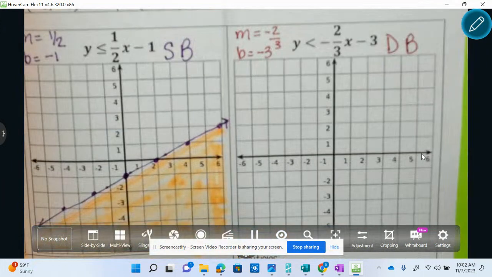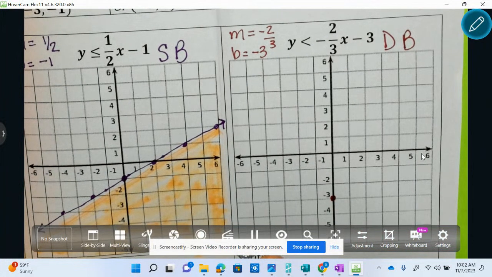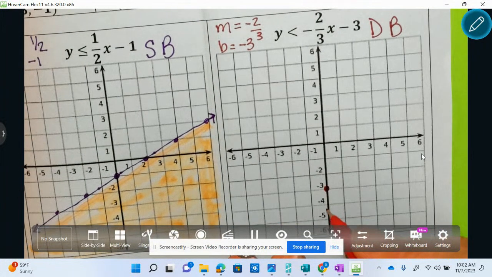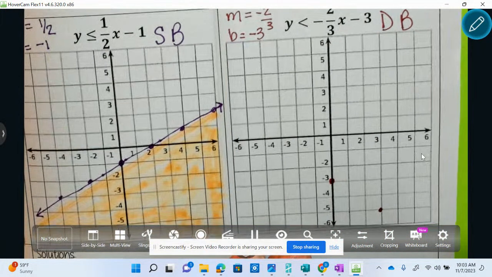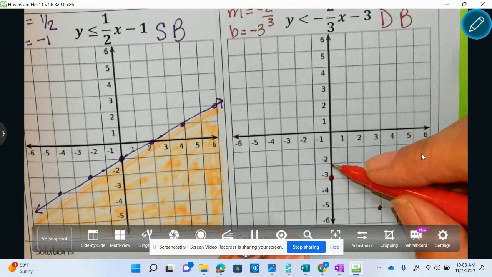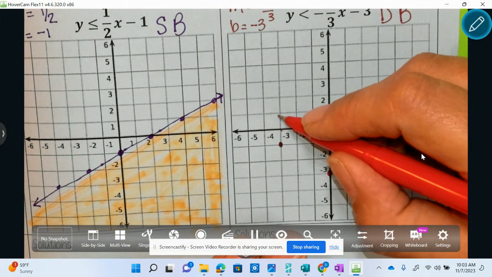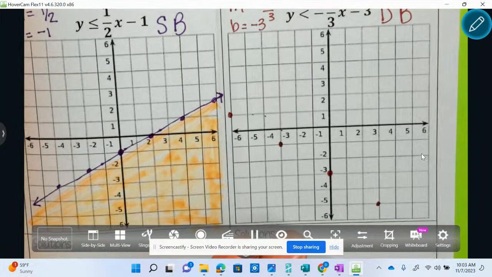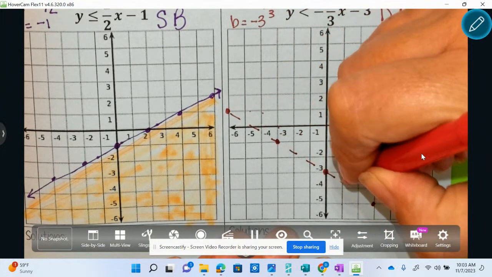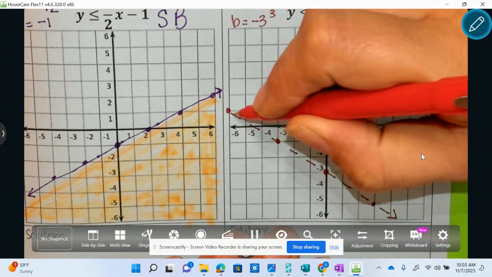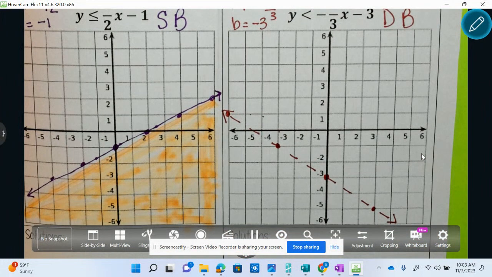So I'm going to begin at -3 on my y-axis. And then I have to go down 2 and to the right 3. And I can only do that one time, and I run out of space. So I'm going to go back to -3 on the y-axis, and I'm going to go up 2 and to the left 3, up 2 and to the left 3. Will said that we're going to have a dashed line. Chris said that we're going to shade below.